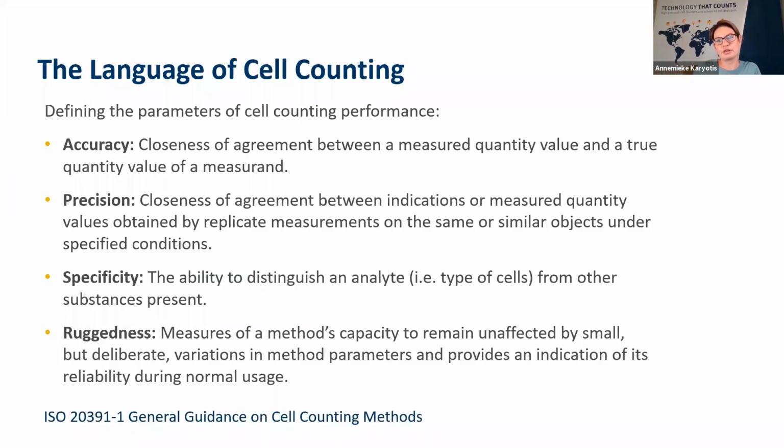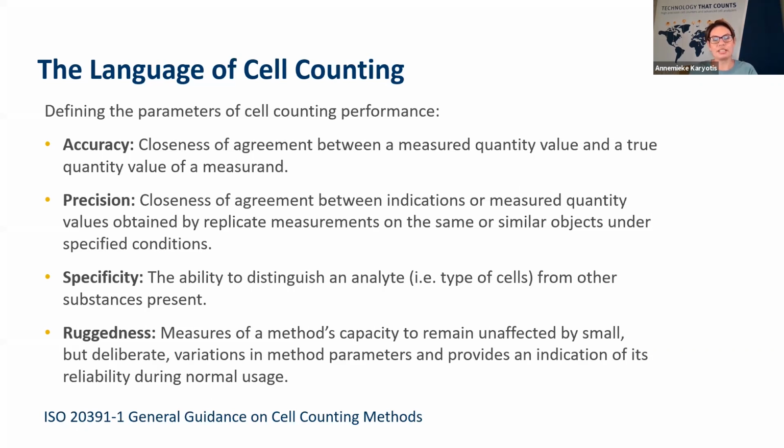So a little bit first about the language of cell counting and what the different terms mean. A lot of this presentation is based on the ISO Part 1 and Part 2 general guidance on cell counting methods. We're going to cover probably the most common questions that we get, and a lot of them are: I have two different cell counting methods, and I get two different values, which one is right? And so how do you define that?